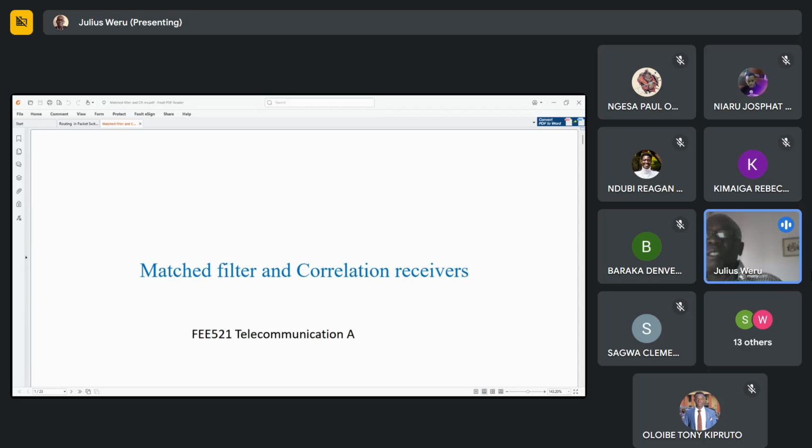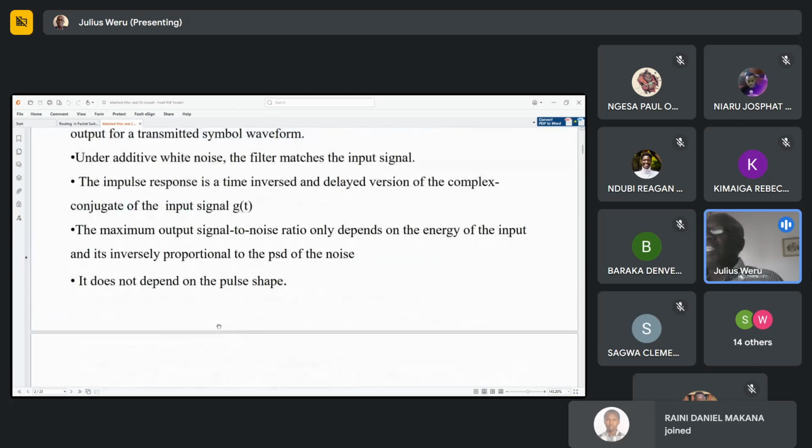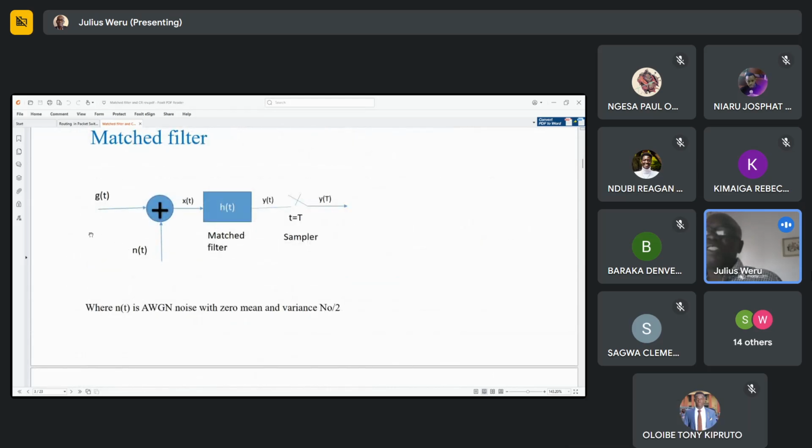So I'm sure with that you can now reach where we are. We have reached the receiver. So this is a signal we are calling g(t), the transmitted signal. We are assuming that what is in the channel is noise. It's going to get noise. Noise is additive, that's why we have this summation here. So the output is x(t).